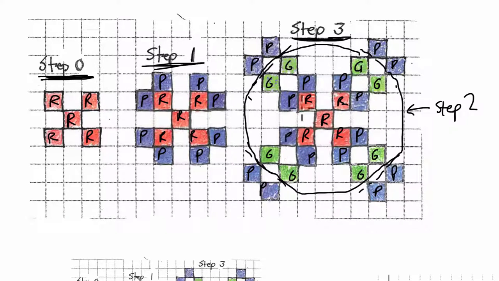So what I think is happening in this pattern is that we start with 5 reds. We surround it with 8 purples in this way. Then in step 2, we add 8 greens on top of that, and then 8 purples on top of that. So for step 4, I'm thinking we'll add another green here, here, and here, and so on. Those would be the greens that we add outside of that.